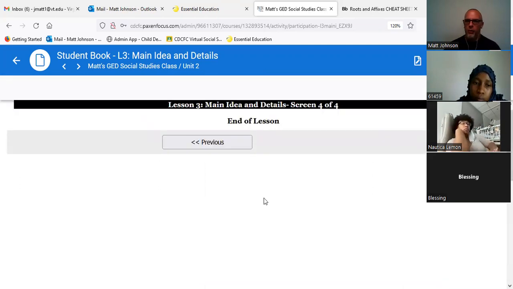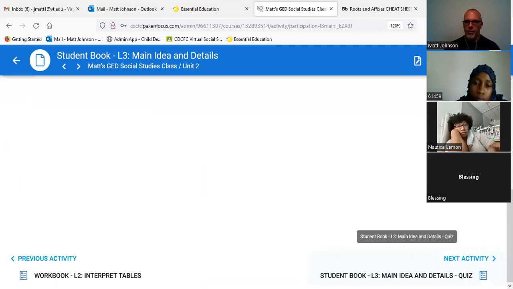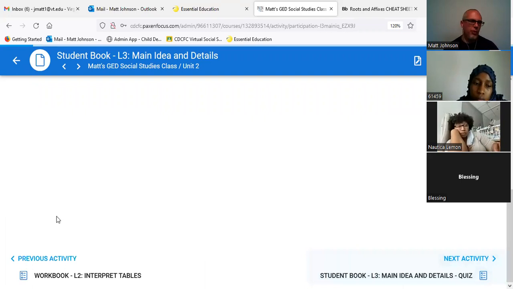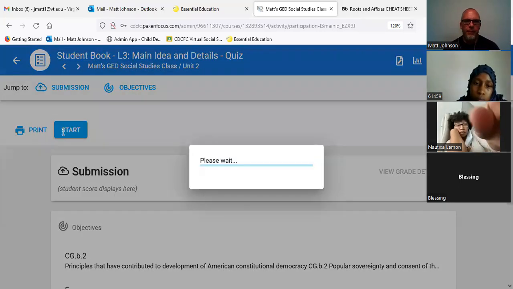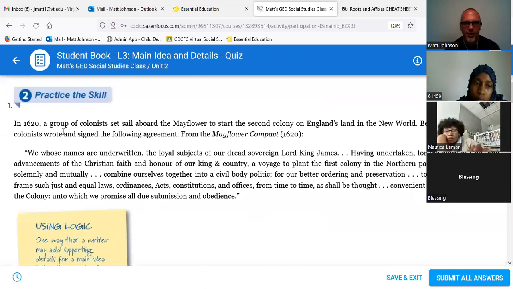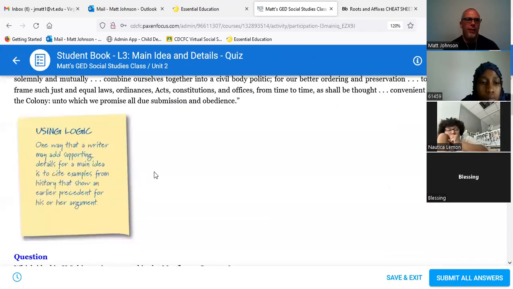So we'll hop over here. I am going over to our little quiz. We're going to have like 4 questions. It should deal with the same passage that we just read. And I'm going to turn over to you guys here in a minute to answer a few questions. And there's always little tips and things in Paxson that we want to look for. So it says here, one way that a writer may add supporting details for a main idea is to cite examples from history that show an earlier precedent for his or her argument.